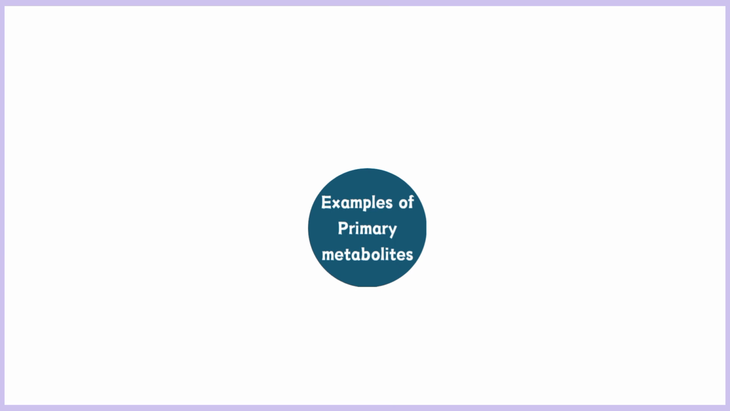If we talk about the different examples of primary metabolites, like carbohydrates, in carbohydrates we can see sucrose, glucose and different carbohydrate molecules, which are important as structural components and for respiration. Carbohydrate is also used as an energy source, and for food storage there are many carbohydrates which store food.